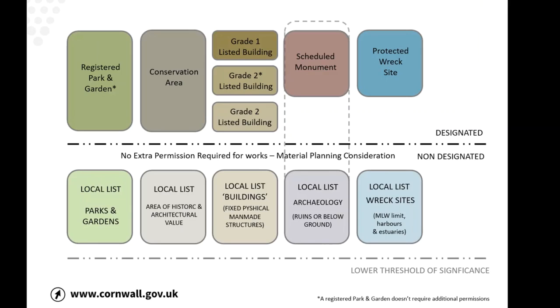And like I said, it's about being above that lower level of significance. So you can have things on the local heritage list, which are perhaps archaeology, which are a higher level of significance for a scheduled monument, but they're just not scheduled. So that's really, really important. Don't think if something's just really, really important, you can't put it on if it's not already listed.